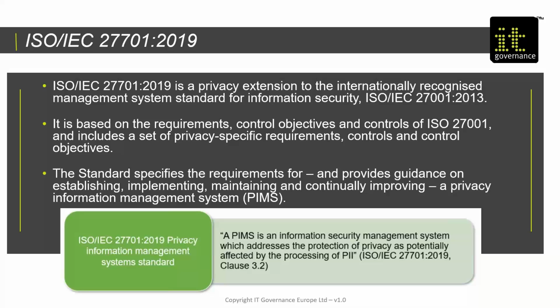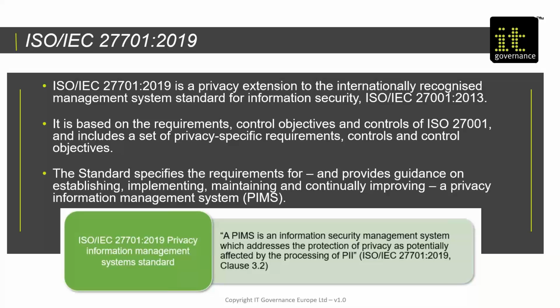Helpfully, the standard itself includes a definition of a PIMS. So as I mentioned earlier, PIMS stands for Privacy Information Management System. It is an information security system which addresses the protection of privacy as potentially affected by the processing of PI. PI is personally identifiable information, so it's very similar to the definition of personal data in the General Data Protection Regulation, or GDPR. It's information that can be used to identify an individual.